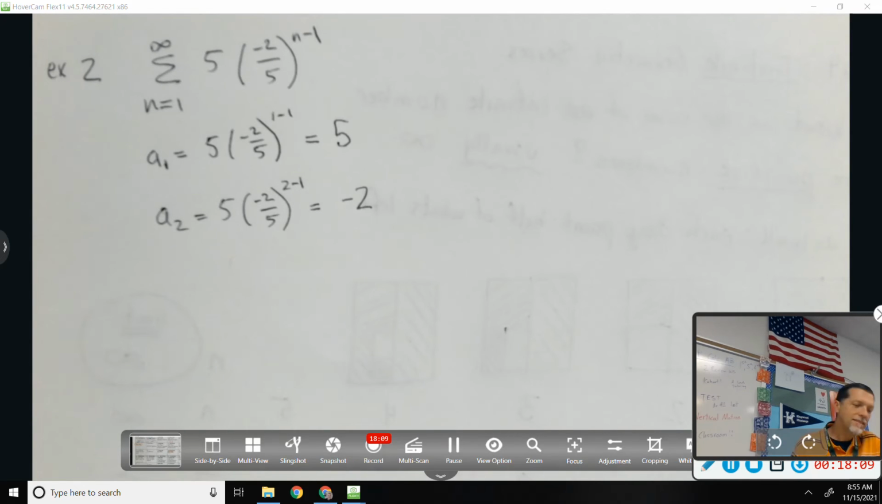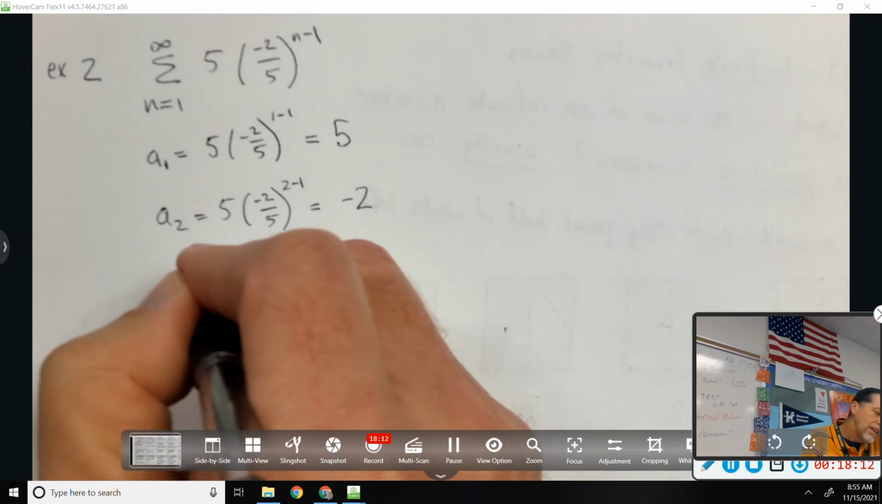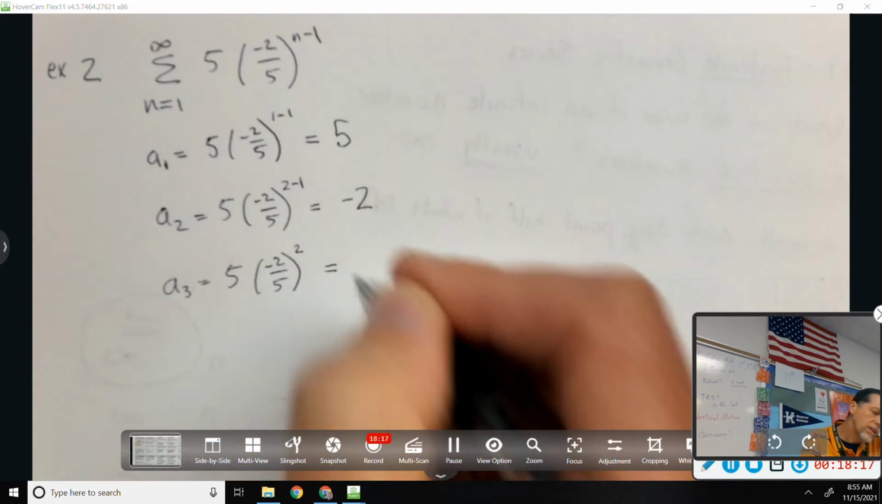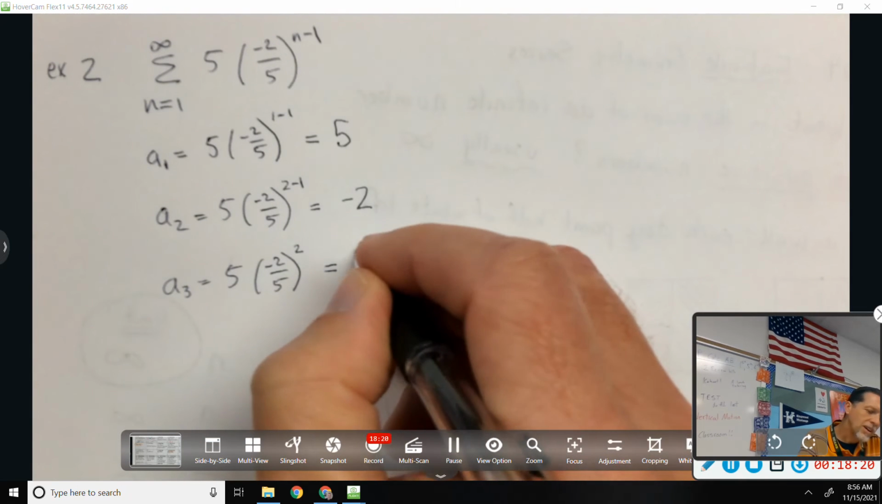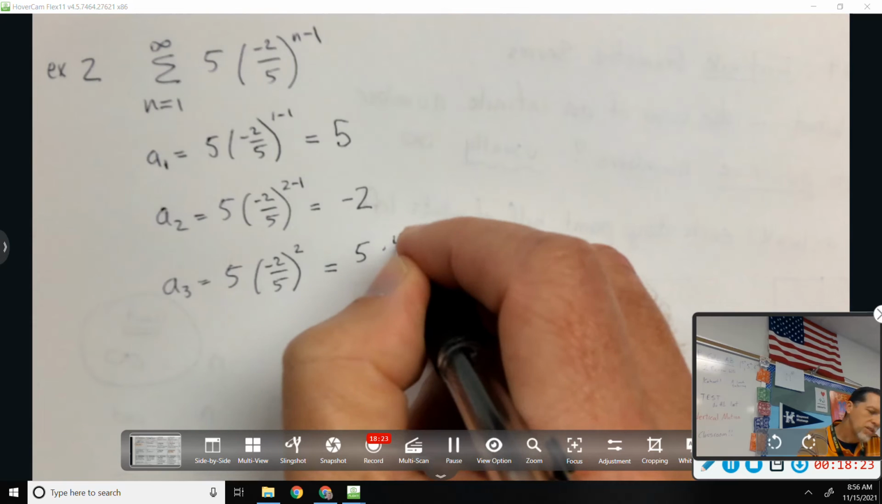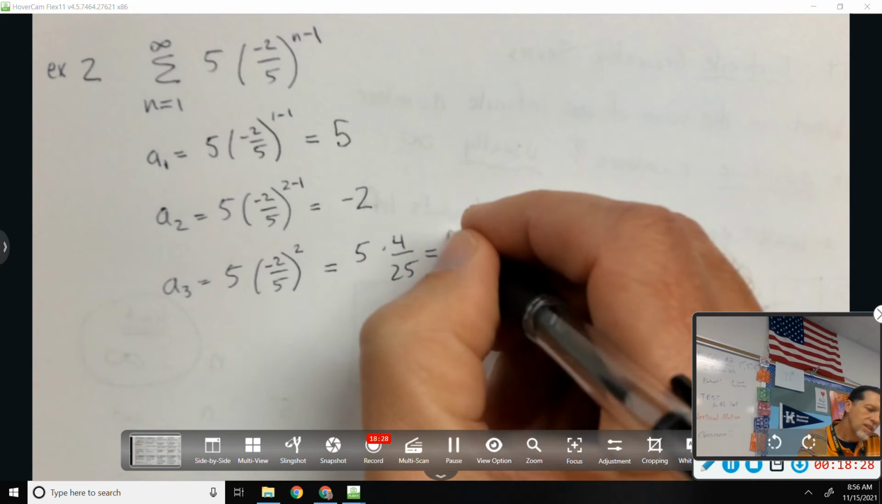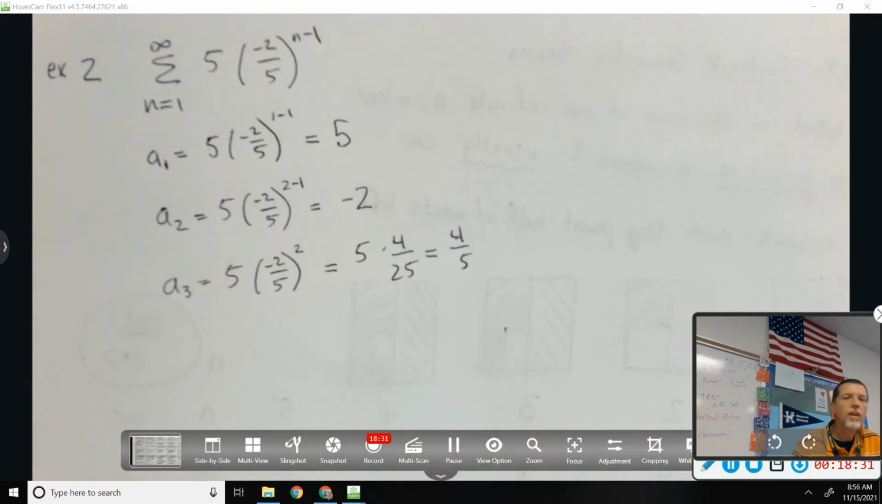Let's go one more. A3, 3 minus 1 would be squared. 5 times 4/25 is 4/5. So it got bigger, but I don't care about the signs. I care about the magnitude of the terms. The magnitude of the terms are getting smaller: 5, 2, 4/5. So R is less than 1, but what is R?